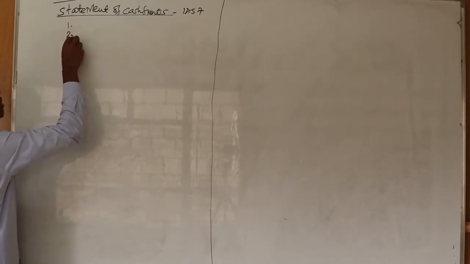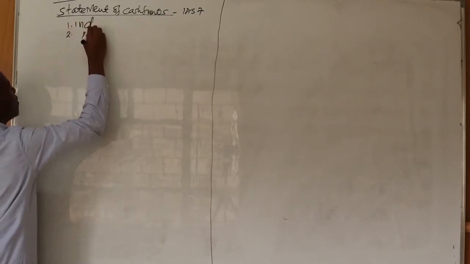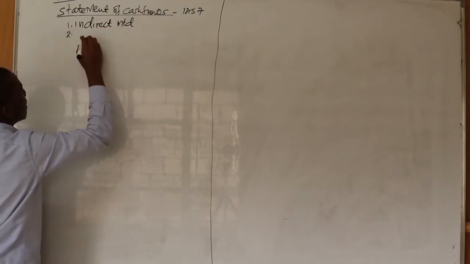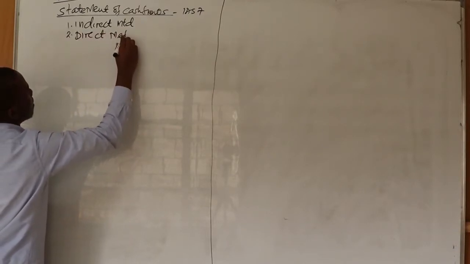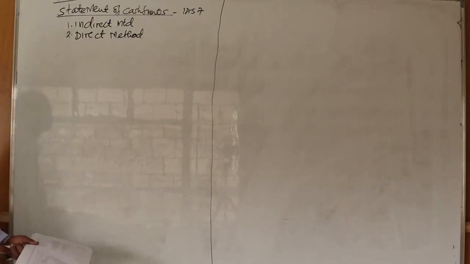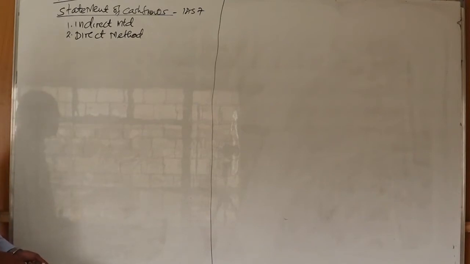And number one is what we call the indirect method. And number two, we have the direct method. Now, in our case, we'll just talk of the indirect method. The direct method, we'll cover more once you reach financial reporting of section 3. So in this case, mostly we normally use the indirect method.